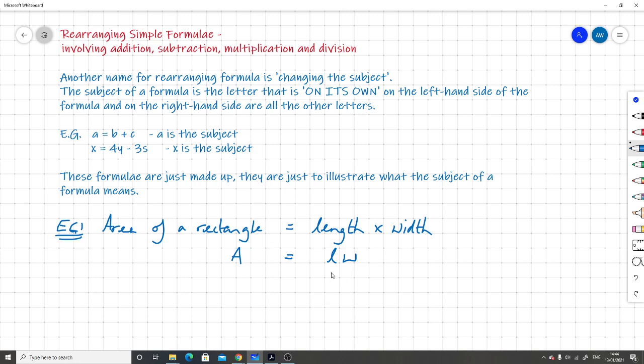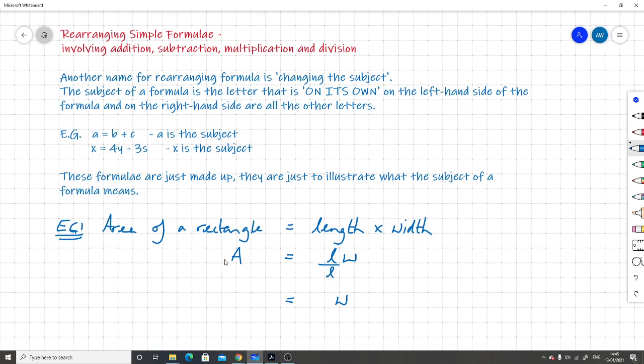Okay, but it all starts with what the formula is to begin with. So if I want to get width on its own, I need to get rid of length. And how do we get rid of that L? Well, the L is multiplying the W, and to get rid of multiplying by the length, we divide by the length. We divide by L. Remember, what's L divided by L? 1. When you divide something by itself, you always get 1. So we're left with W.